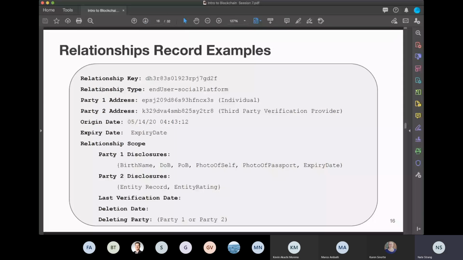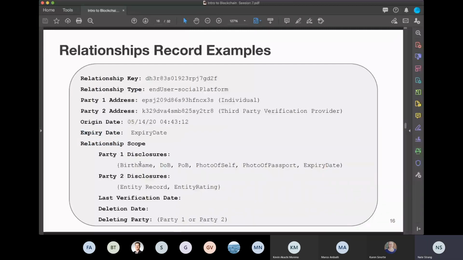Here I am. I'm an individual. And I'm entering into this relationship with this third-party verification provider. Could be Onfido, any of the common providers out there that we'll look at using. We have an origin date. And I'm going to come back to this expiry date for a second, but let's look at our relationship scope.